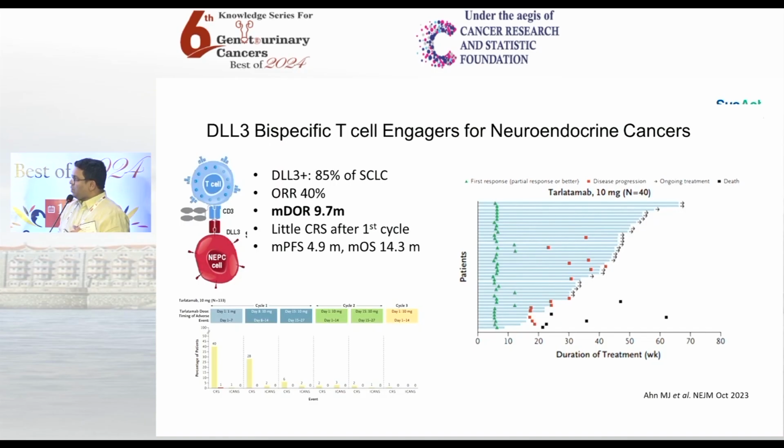What I'm showing you is the results which came in small cell lung cancer with a DLL3-specific BiTE, which is called tarlatamab, in which in small cell lung cancer, where hardly any patient survives beyond 1 year in second line setting, for the first time you saw with 10 mg dose of tarlatamab, median survivals going to 15 months.